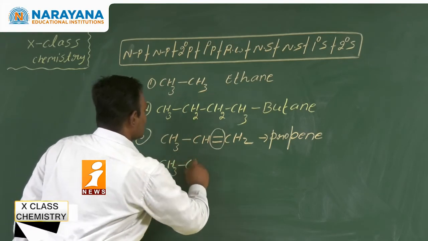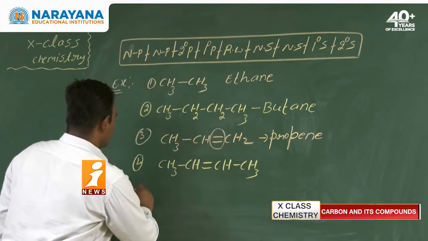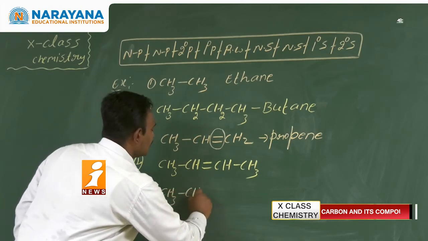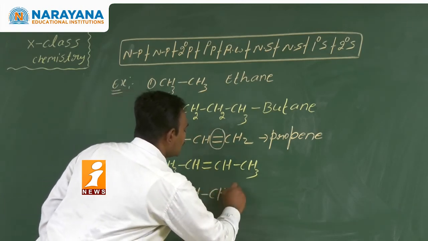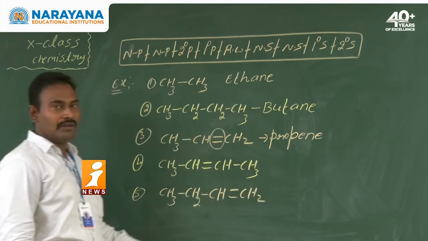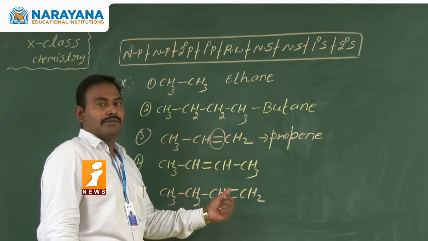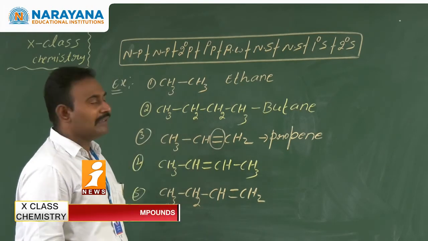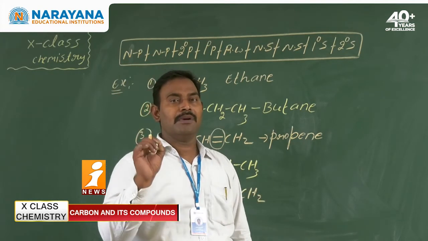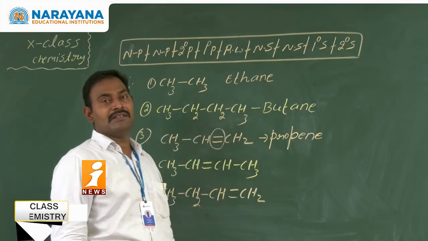Next coming to here: CH3, CH double bond CH, CH3. Next compound: CH3, CH2, CH double bond CH. Now see here, these two compounds are not equal because the position of the double bond is different. Then we will start to give the numbering. While giving the numbering, in case a secondary suffix is present, that should get the least number possible. Then after, the primary suffix has to get the least number.